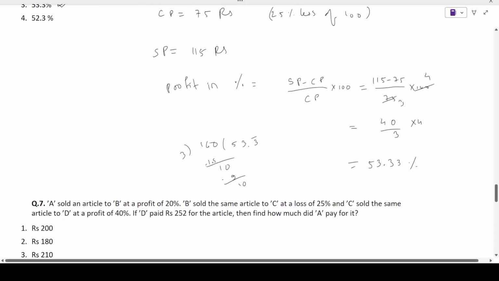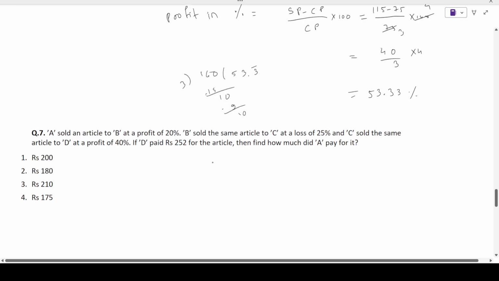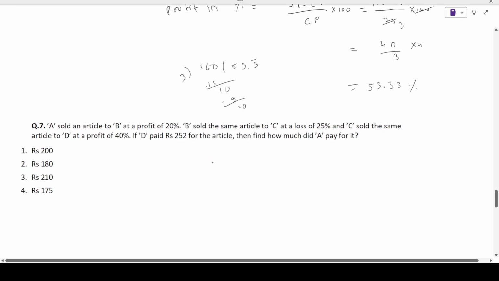Moving on to the next question. A sold an article to B at a profit of 20%. B sold the same article to C at a loss of 25% and C sold the same article to D at a profit of 40%. If D paid rupees 252, then find how much did A pay for it.